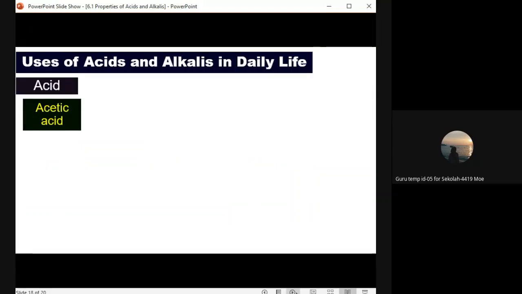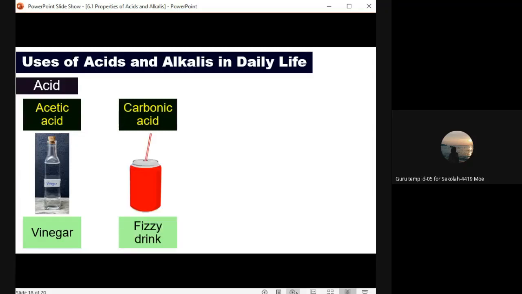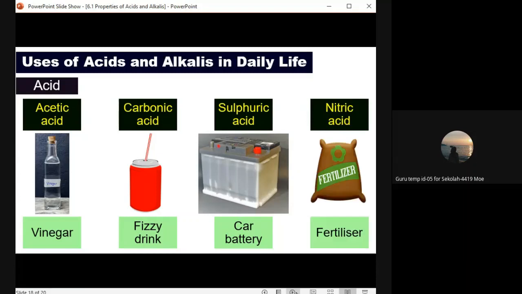Okay, so the uses of acids and alkalis in daily life. For acid, we have acetic acid to make vinegar. Then carbonic acid to make fizzy drink. What is fizzy drink? Fizzy drink like Coke, Pepsi, Sprite, like that. Then sulfuric acid to make car battery, and nitric acid, we use them to make fertilizers.